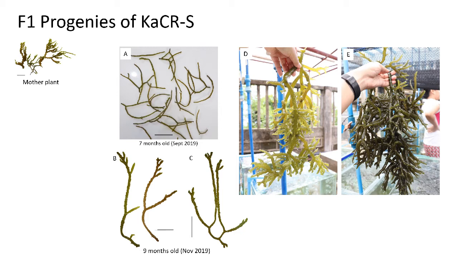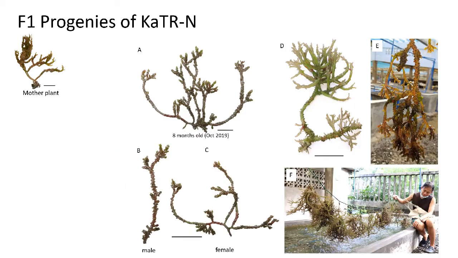So we suspect that there might be some genetic basis in color expression, because all of these siblings are cultivated under the same environmental condition in our hatchery cultivation system. And this is now the progenies of the parental tetrasporophyte. So you could see here the 8-month-old gametophytes, the male and female gametophyte. So different branching patterns, and you could also see here a female gametophyte with these cystocarps.